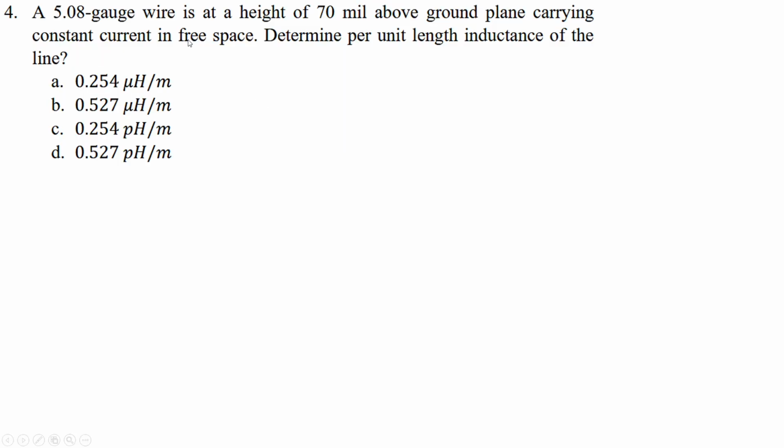So again, this is the problem here, where the conversion is not given. So 1.5, 5.08 wire is at a height of 70 mil above the ground plane, carrying constant current in free space. Determine per unit length inductance of the line. So we will ignore this once, but still whatever the formula comes out is correct. So we'll go with the standard formula and try to solve it.